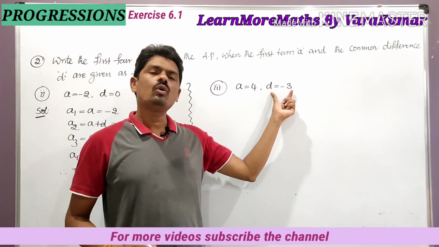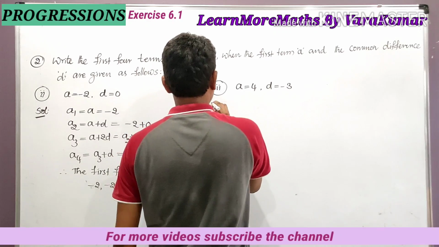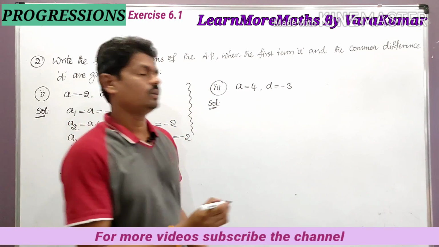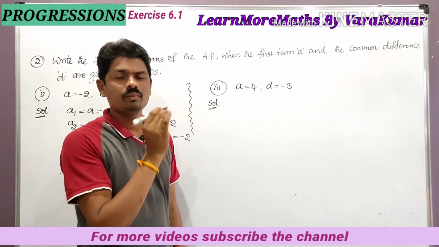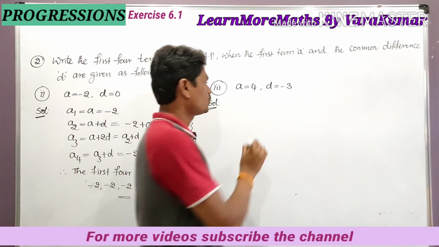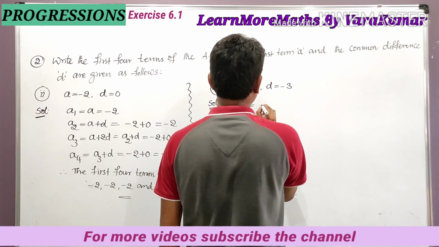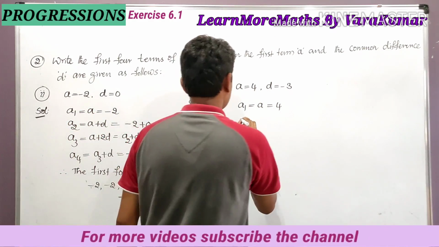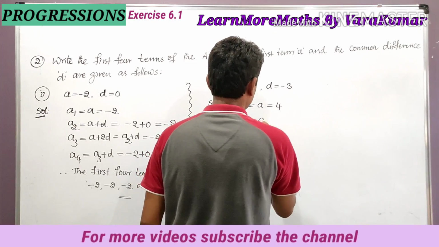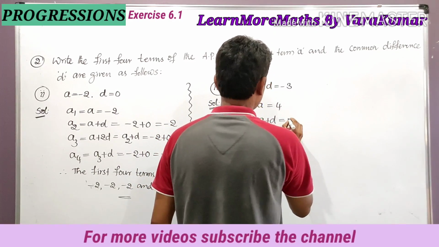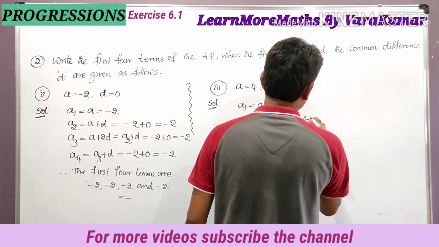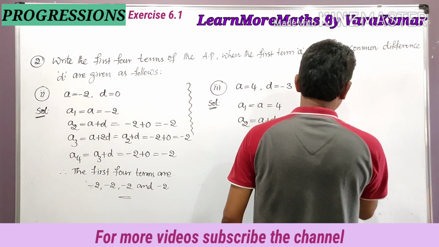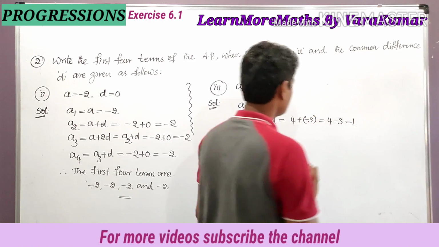a is equal to 4, d is equal to minus 3. Again we have to find the first 4 terms. So the first 4 terms are a1, a2, a3 and a4. First a1 is equal to a only, it is 4. And the second term a2 is equal to a plus d. a value is 4 plus d value is minus 3. So that is 4 minus 3, which is 1, student.